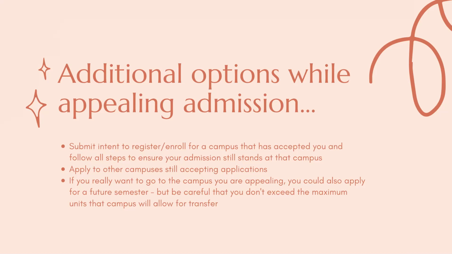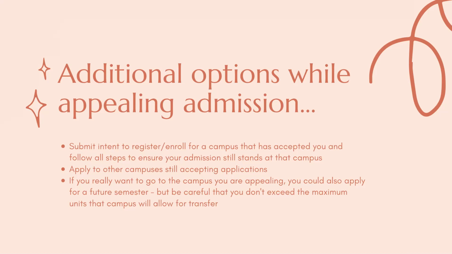And we want to make sure that we're helping. If you read a letter and it doesn't make sense, we can help you read that letter and understand what they're asking for, help you with different deadlines and things like that. Now, if you really want to go to the campus you're appealing, you could also apply for a future semester, but be careful that you do not exceed the maximum units that campus will allow for transfer. And I'll give you an example.